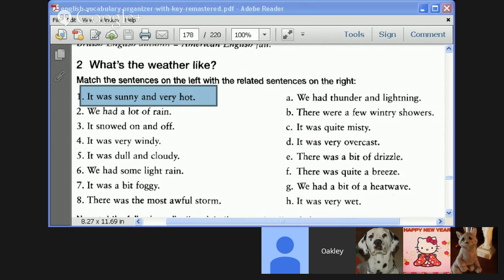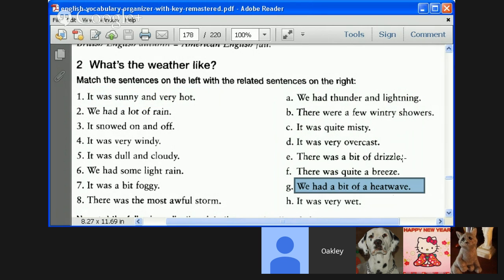It was sunny and very hot. We had a bit of a heat wave. Yeah, I think so. Sunny, very hot. We had a bit of a heat wave. Heat wave, obviously, when you have many days, 3, 4, 5 days of very hot weather in a row, we call that a heat wave.